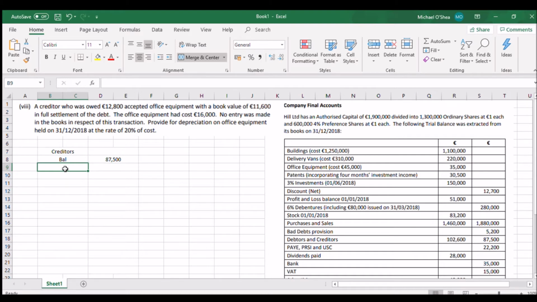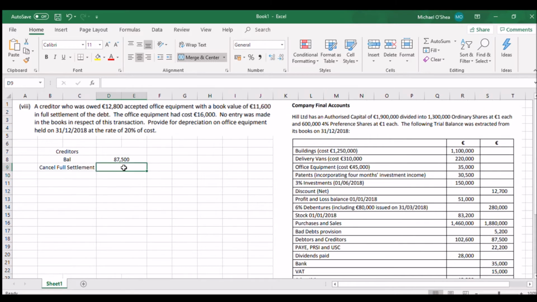So cancel, full settlement. You can say whatever you want there, to be honest, it doesn't really matter. Cancelling in full settlement, and what happens here is I have to take out the full 12,800 because the debt is gone. That's the most important part of the thing.